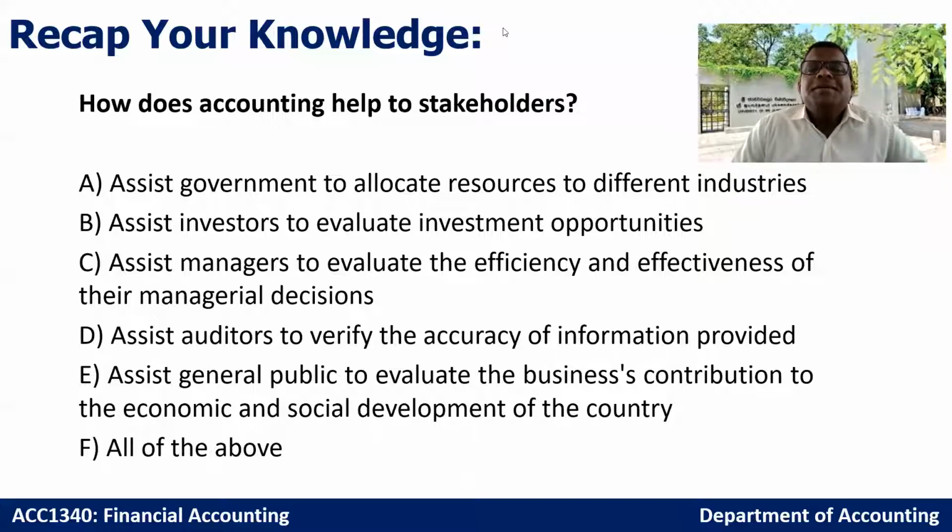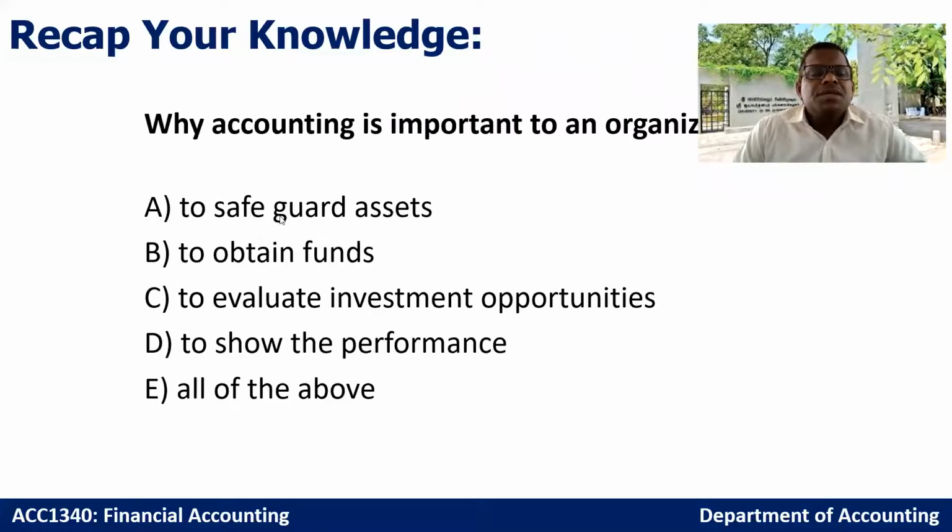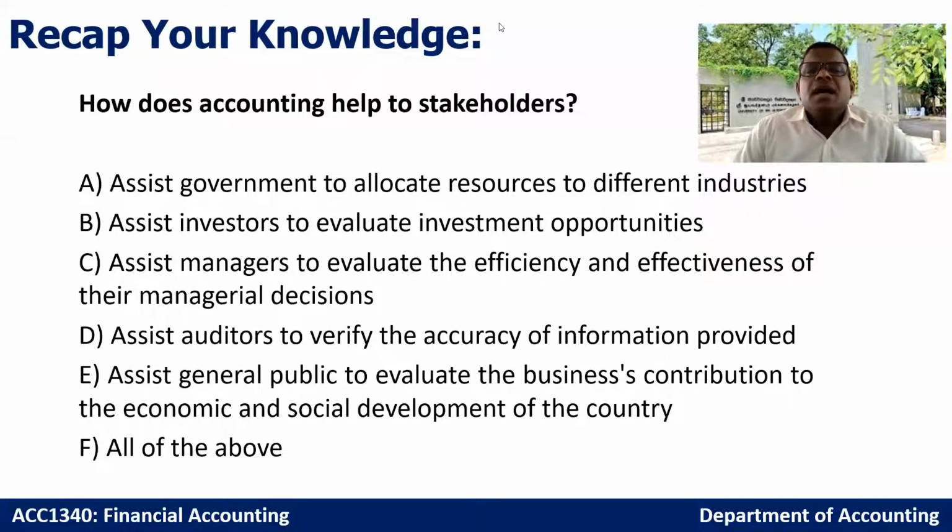We'll see your answer. Good. Answer is C. Can anyone tell me the answer for the previous question? Previous question means why accounting is important. For this, what is the answer? Have you put this answer? E. Is it E?